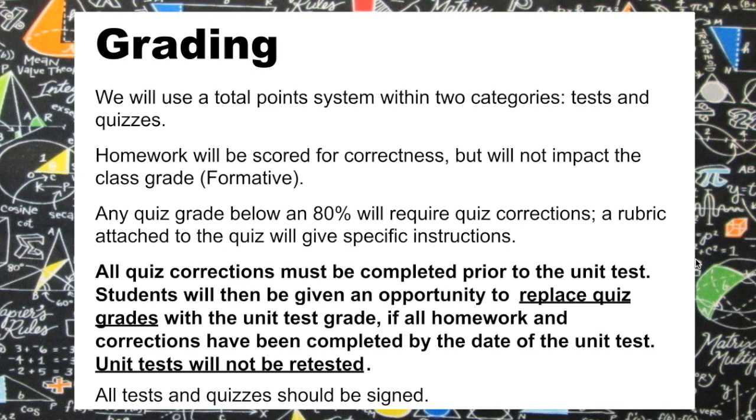So if they get an 80% on the test, but they got a 60% on the quiz, as long as all of their homework is turned in, their quiz corrections are made, their quiz is signed, their Are You Ready, which is their practice test, is completed, and their study guide is completed, we will take that 80 that they got on the unit test and replace their quiz grade and make it also an 80%, or as close to an 80% as we can get it.